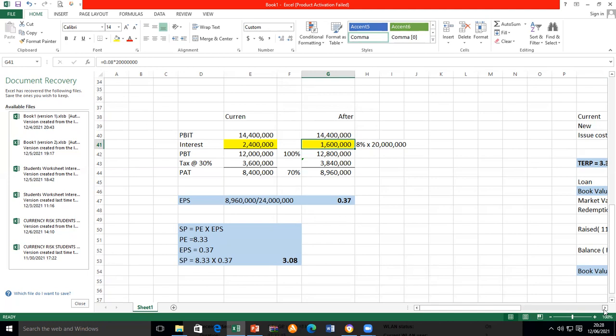So remember, if you ask, is it acceptable to make a rights issue to pay off a loan? Calculate the theoretical ex-rights price, that's your benchmark. Then calculate the share price using the price earnings method. And in that method, you need two variables: the normal price earnings ratio, which comes from the current situation, and the EPS from the revised situation.